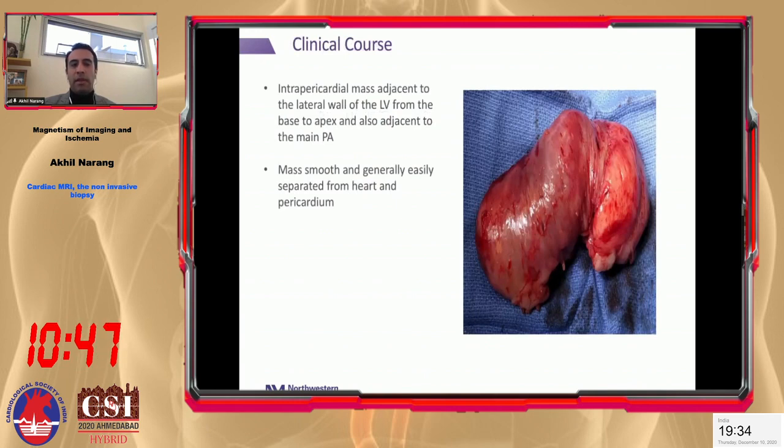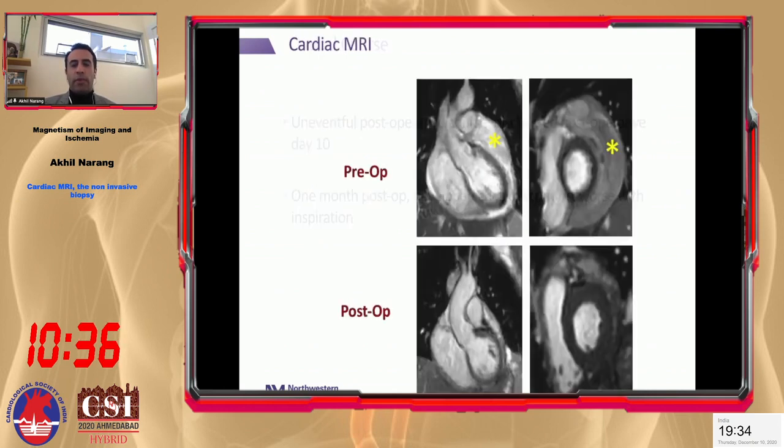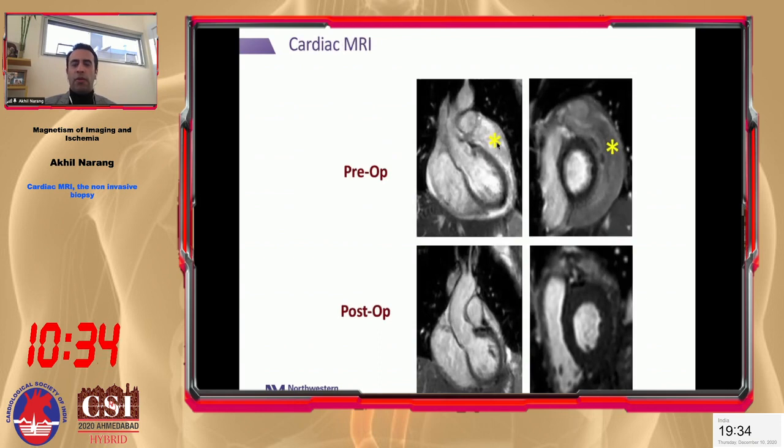Generally, it was removed easily from the pericardium, and the pathology indeed was synovial sarcoma. So the patient eventually was discharged after 10 days, however, 1 month postoperatively developing some chest discomfort and worse with inspiration. Now I'll show you again. So we sent her for another MRI.